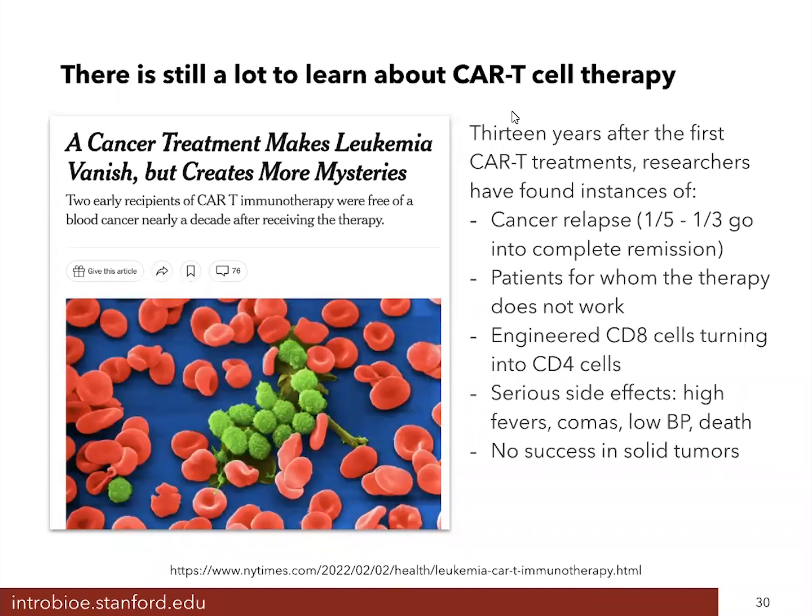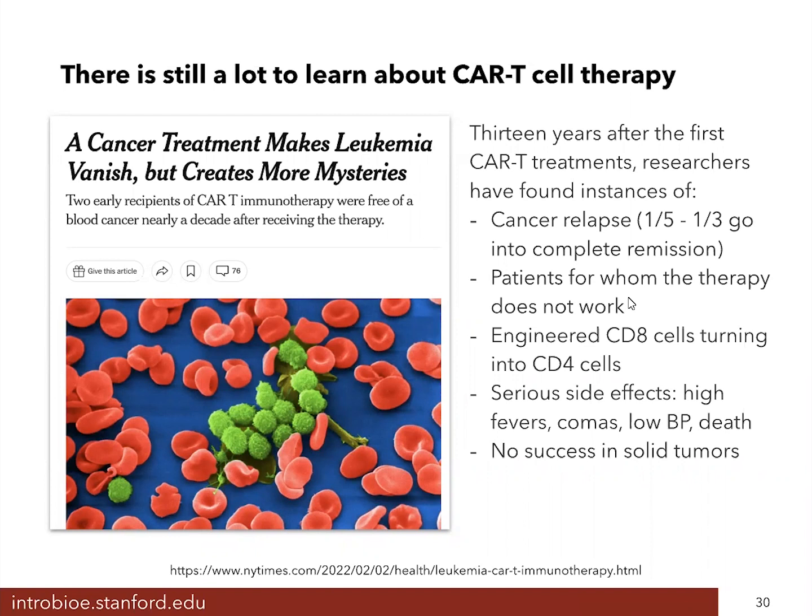We're about 13 years now after the first CAR T treatments. Since then, researchers have found instances of cancer relapse. It's only about 1/5 to 1/3 of patients that go into complete remission, so they never have a relapse, which is still pretty good, better than a lot of cancer therapies, but not perfect. We have identified patients for whom the therapy just does not work. And as far as I know, they still don't really understand what leads this type of therapy to work really well for some patients and less well for others.